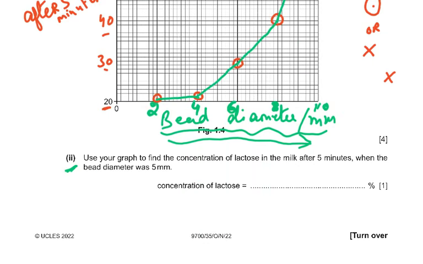It says use your graph to find the concentration of lactose in the milk after 5 minutes when the bead diameter was 5 millimeter. So you're going to do that and find out the concentration of lactose. You draw a line at 5 millimeter. This was 5 millimeter here. And then you draw a line across and read off whatever it was from your graph.